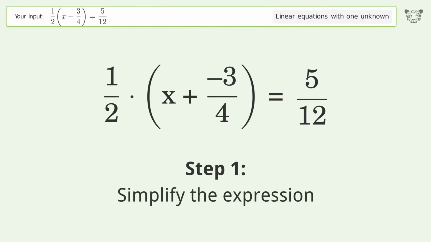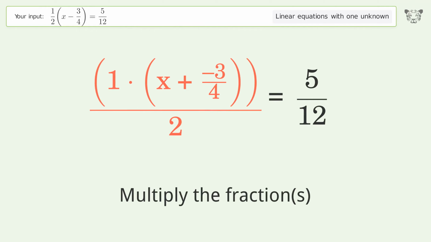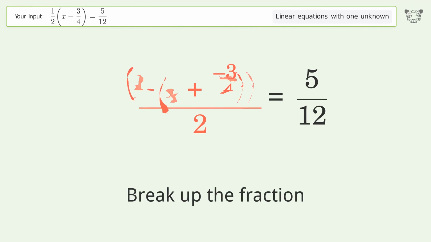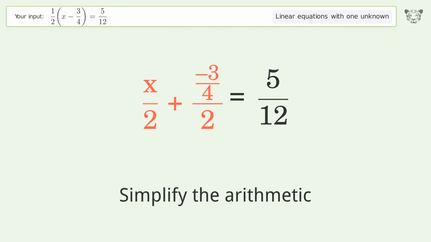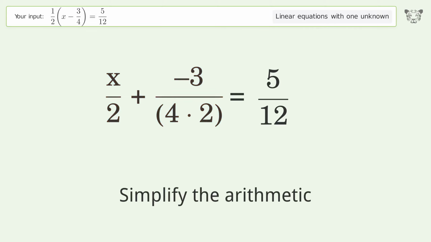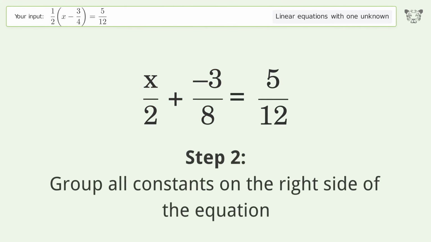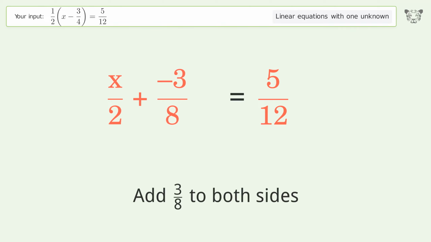Simplify the expression. Multiply the fractions. Break up the fraction. Simplify the arithmetic. Group all constants on the right side of the equation. Add 3/8 to both sides.